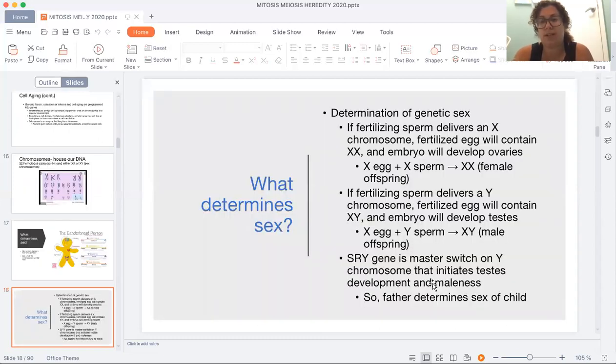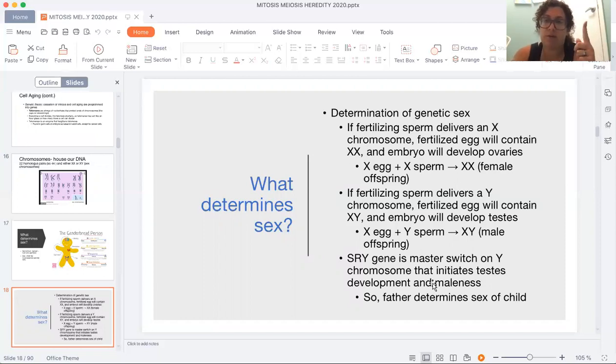So what determines sex? It is actually the sperm that determines whether an embryo will develop ovaries or testes. Sperm can carry an X or Y because it's coming from a biological male. Eggs only have X. We'll go into meiosis later, but we did cover it last week, so you should have a basis of it.